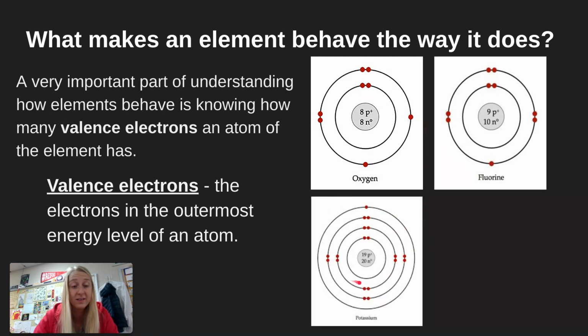A couple more examples. Potassium has a ton of electrons. Looks like it has 19 electrons in total, but only one of them is a valence electron, and it's this little guy right here, our only valence electron.